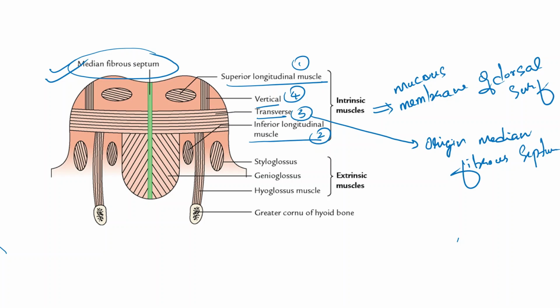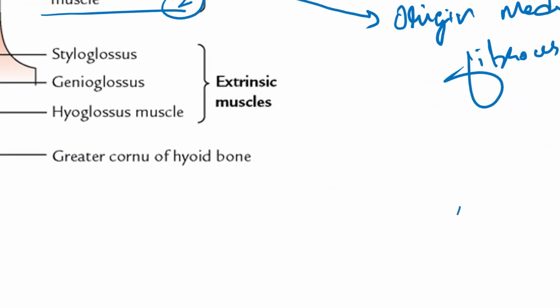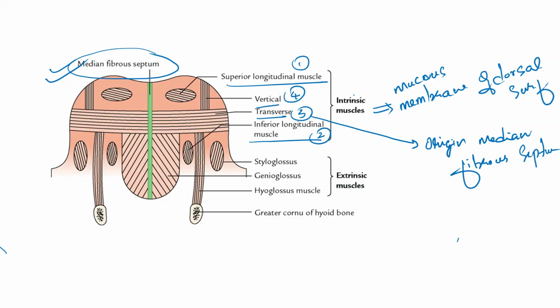So this is in short about the origin. All the muscles are more or less taking their insertion. They are inserted onto the sides of the tongue. Most all the intrinsic muscles tend to get inserted onto the side. So the insertion of all the intrinsic muscles is over the sides of the tongue.